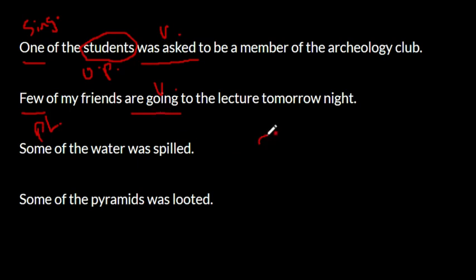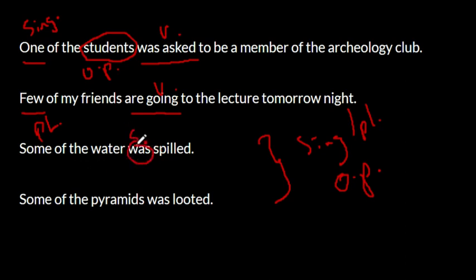In the last examples, however, in the case of some, which is sometimes singular, sometimes plural, it's essential that we look at the object of the preposition that follows the indefinite pronoun. So, some of the water was spilled. The verb was is singular, and the subject of was spilled is some. In this case, it's singular because water, the object of the preposition, is singular. Water is singular, therefore some is singular. Therefore, we have to use was instead of were.